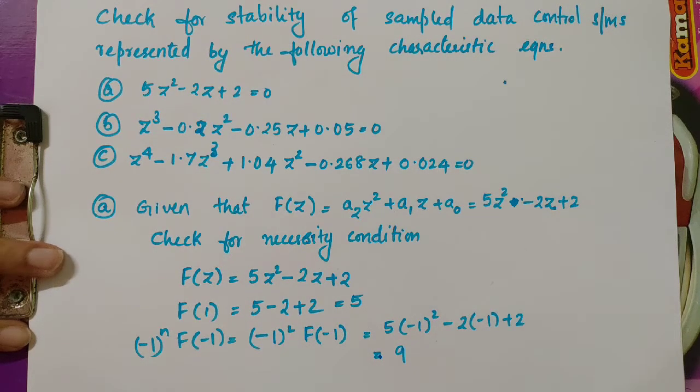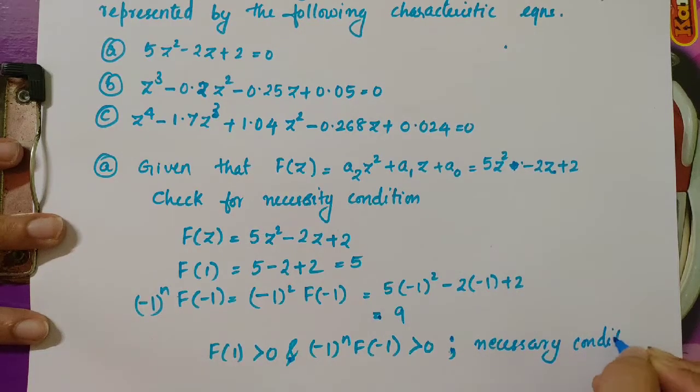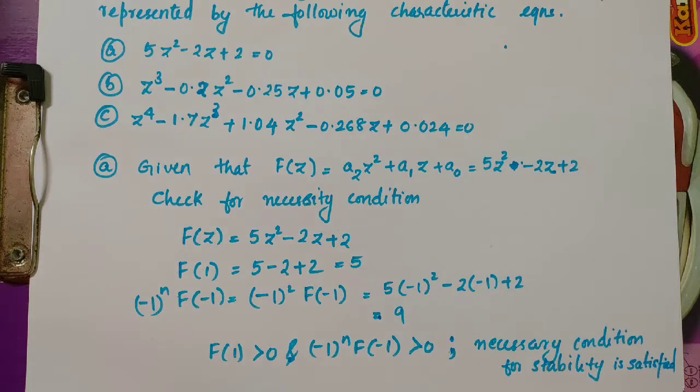Okay, so f of 1 is greater than 0 and minus 1 raised to n f of minus 1 is greater than 0. Necessary condition for stability is satisfied.